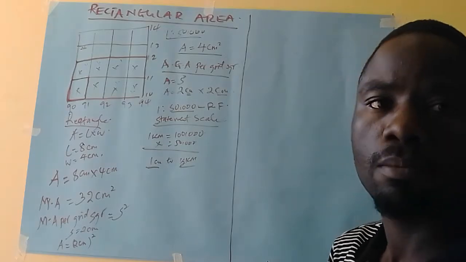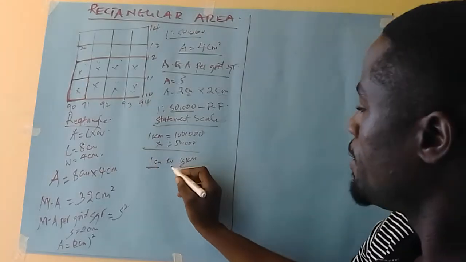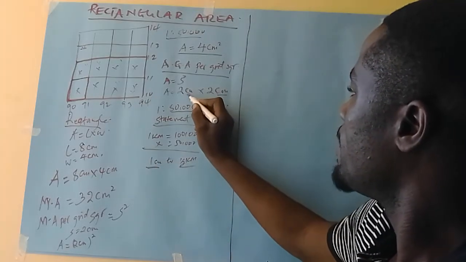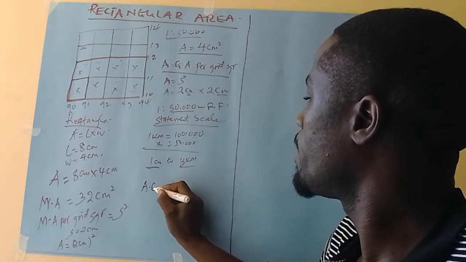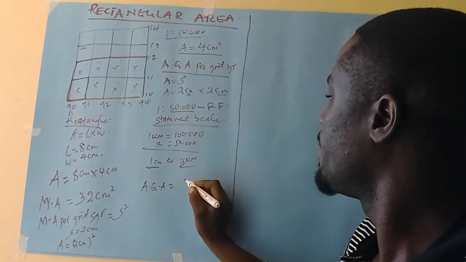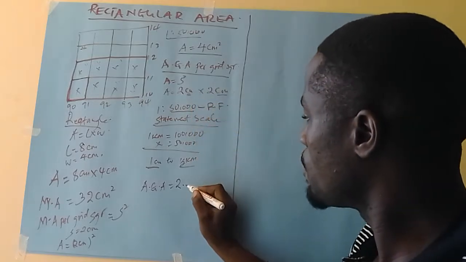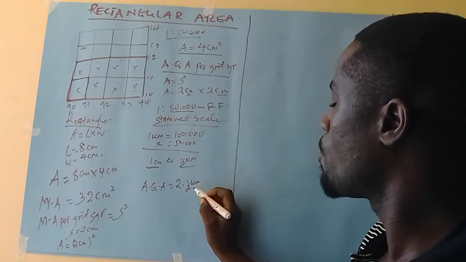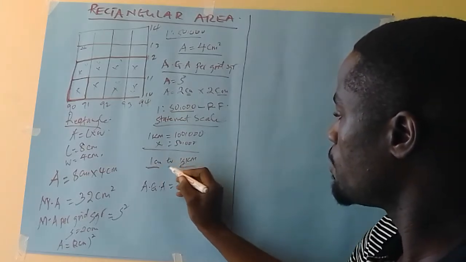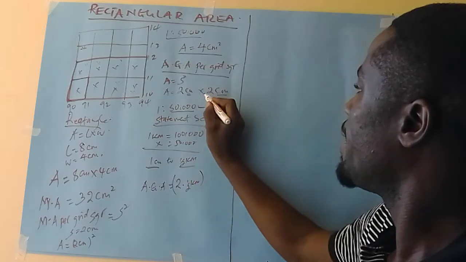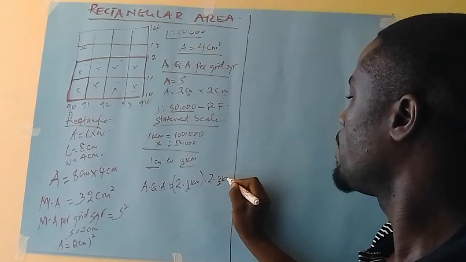The actual ground distance cannot fit on this map unless it is scaled down. So after knowing that, wherever I see a centimeter, I must put half a kilometer. So our actual ground area per box is going to be 2 times half a kilometer. Where there was a centimeter on the map, I put the actual ground distance, which is half a kilometer.